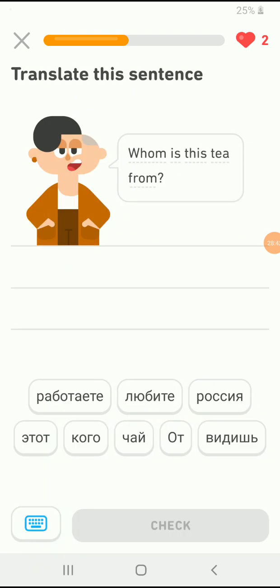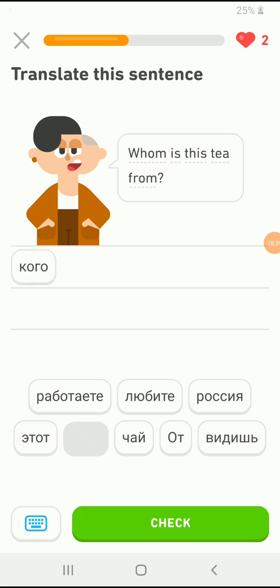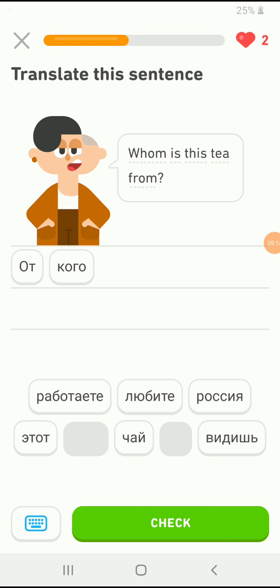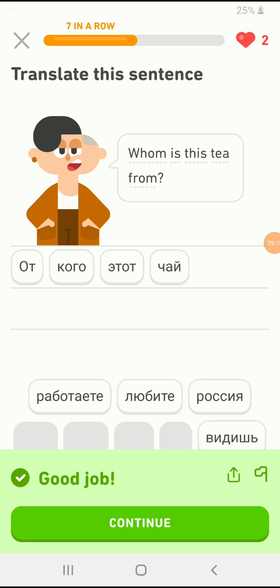Whom is this tea for? Whom? Remember, we have whose, but here it's not whom. It's not кто, it's кого. Кого. Whom is this tea from? От кого? Этот чай.